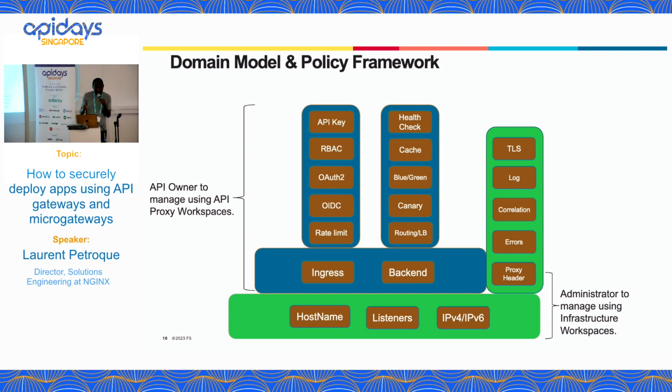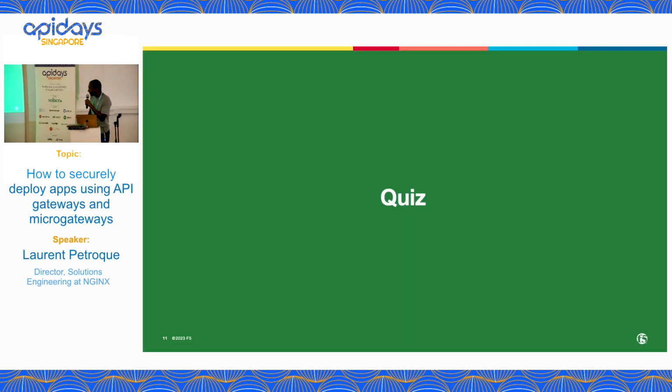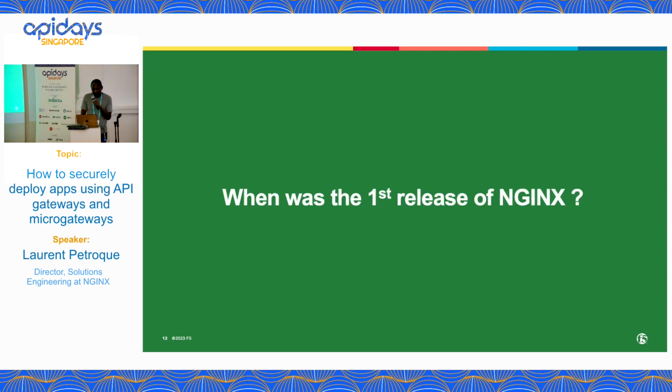So, with that being said, let's make it a little bit fun. First question of my quiz. When was the first release of Nginx? 2004? I think the one behind you was the first. I'm sorry. Okay, first giveaway. Good. There are more. Try harder, please.